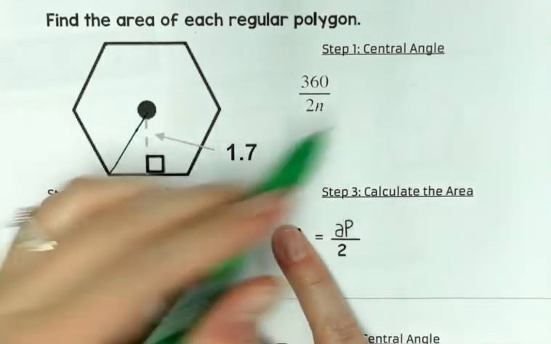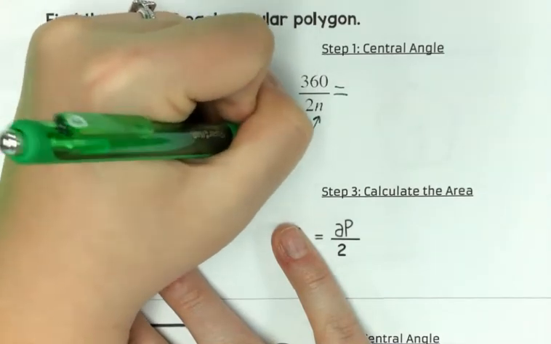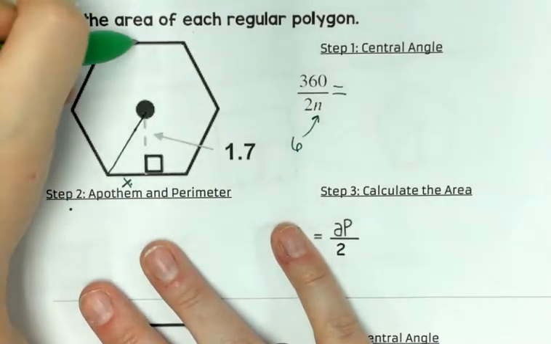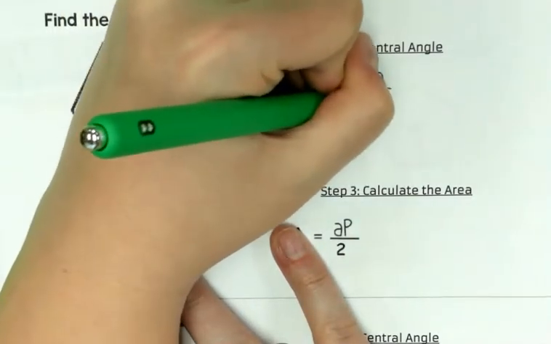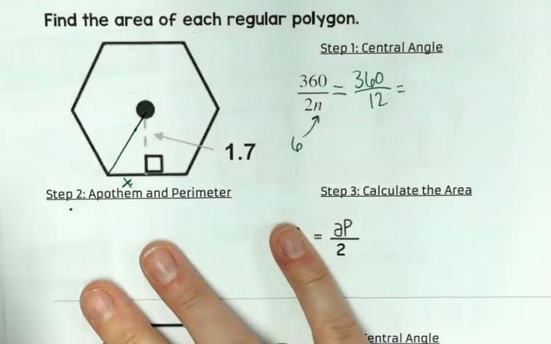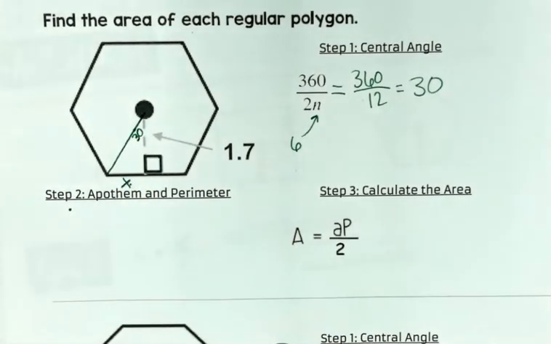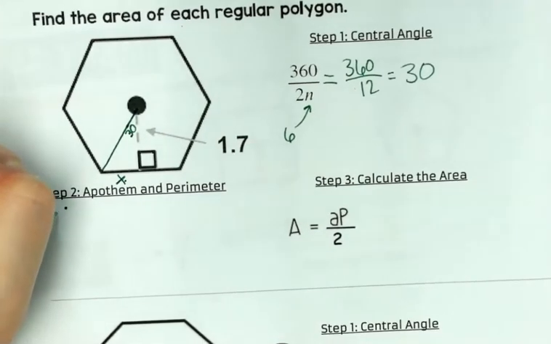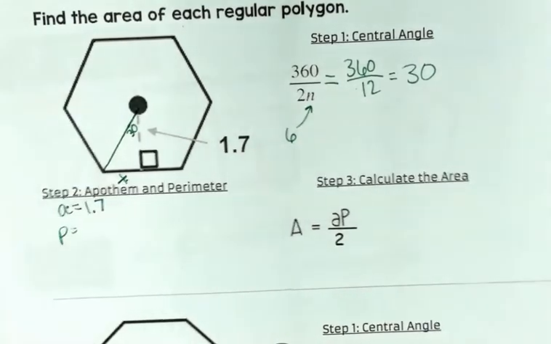But we need this angle as well. So our central angle is going to be step 1. So 360 divided by 2 times 6, because there's 6 sides. 1, 2, 3, 4, 5, and 6. 360 divided by 12 is going to be 30. So this is 30 degrees right here. All right. We have 30 degrees. We are looking for our apothem and our perimeter. We already know that our apothem is 1.7. So we can go ahead and write that in.